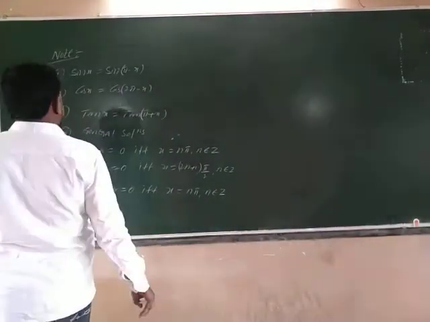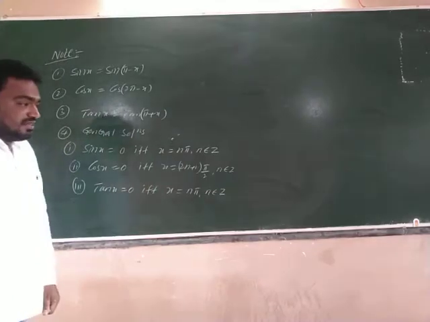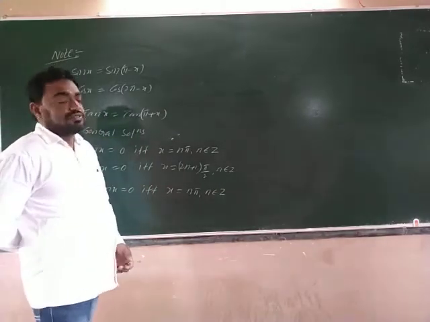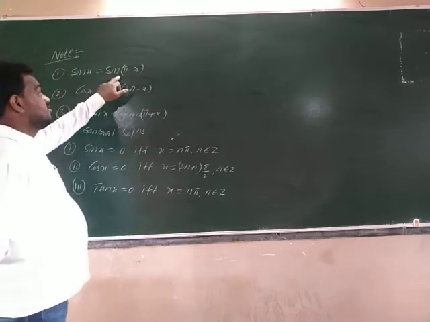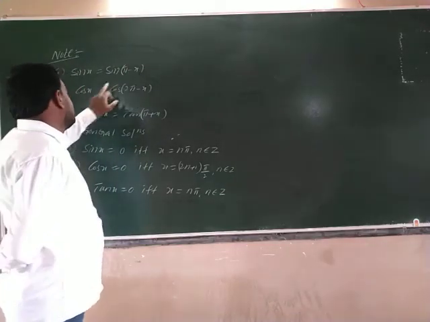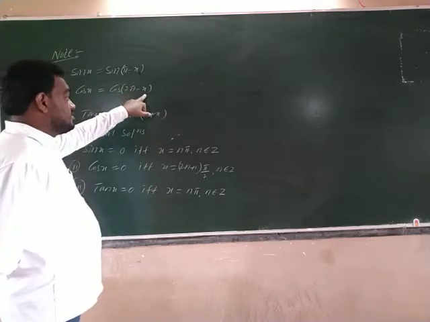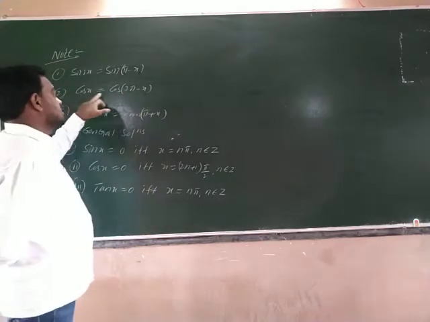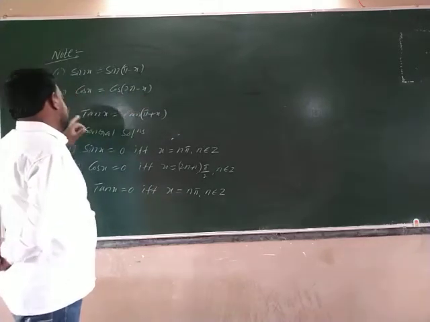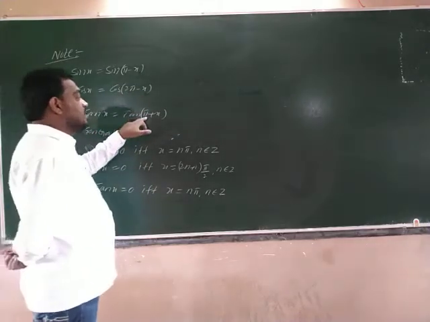Next, for finding the principal solutions, we are using these formulas. You have to remember this. First one, sin x is equal to sin(pi minus x). Cos x is equal to cos(2 pi minus x). Cos(360 minus theta) is cos theta. So cos x is equal to cos(2 pi minus x). Tan x is equal to tan(pi plus x).